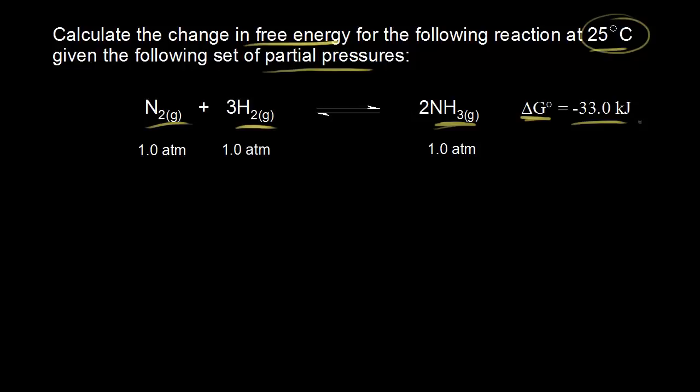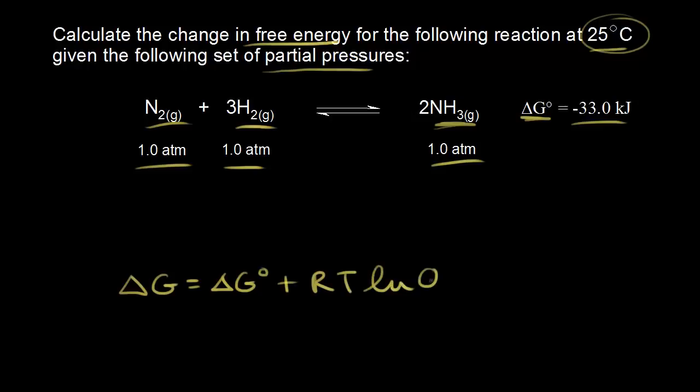And remember, for gases, it's easier to measure pressures than it is to measure concentrations. So at this instant in time, the partial pressures for all of these gases are 1 atmosphere. So 1 atmosphere for nitrogen, 1 atmosphere for hydrogen, 1 atmosphere for ammonia. So at this instant in time, calculate the change in free energy. So we're trying to find delta G, so let's write down our equation. Delta G is equal to delta G0 plus RT natural log of Q.